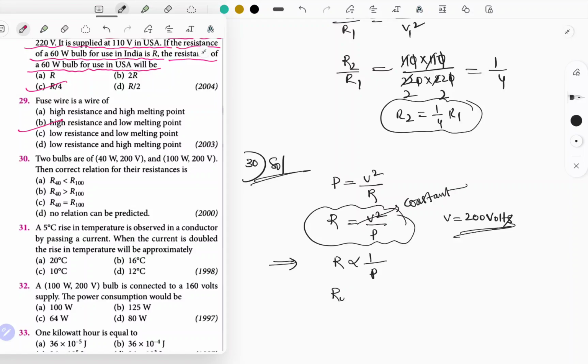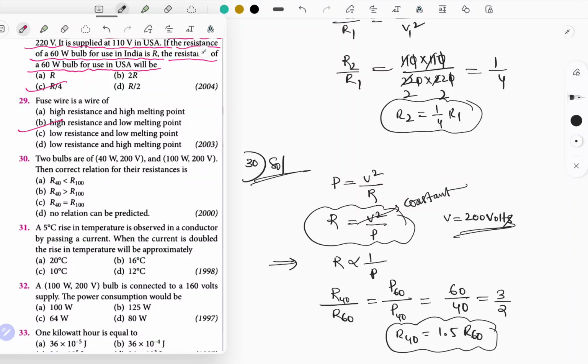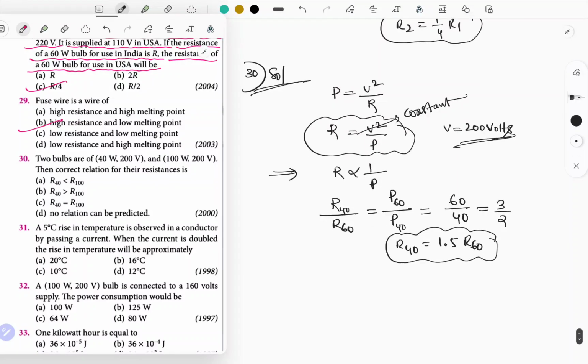So resistance of 40 watt bulb divided by resistance of 60 watt bulb is equal to power of 60 watt bulb divided by power of 40 watt bulb, which I can write as 60 divided by 40, equal to 3 by 2. Then R40 is equal to 1.5 times R60. So the bulb which has low power will have high resistance. So R40 is greater than R100. Sorry, they have given 100 watt. Okay, let it be. This one I solved for 60 watt. You can write it for 100 watt also.